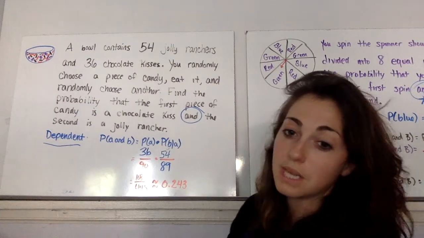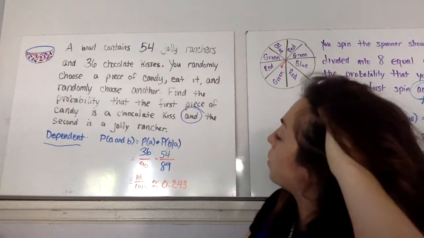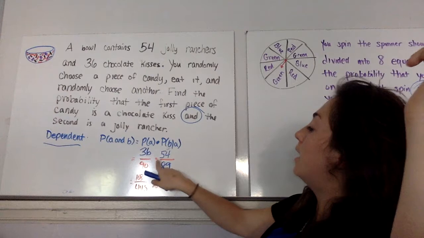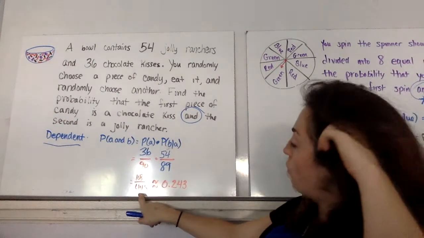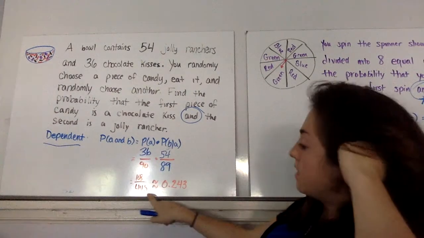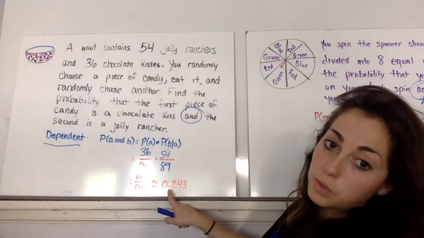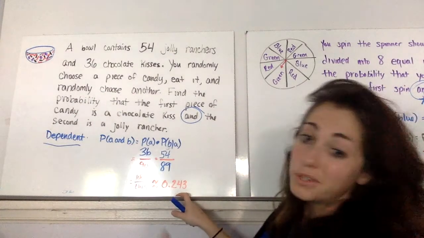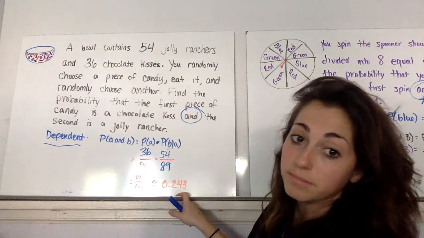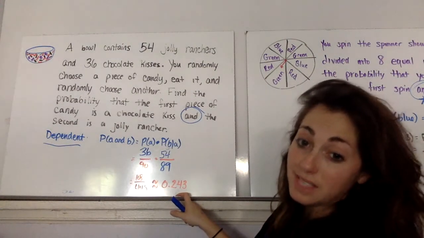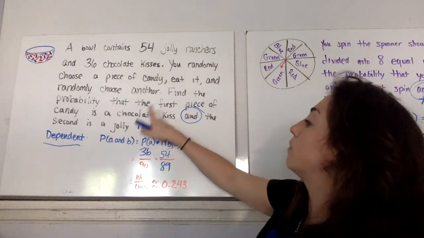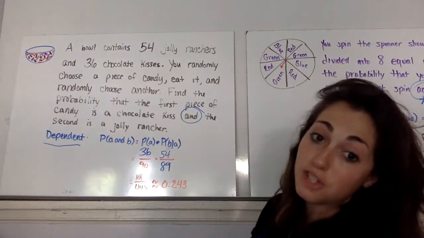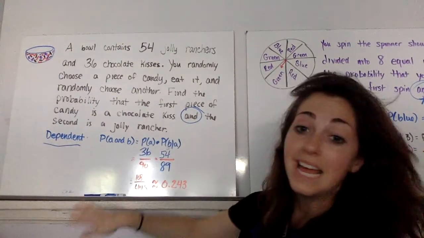We're going to need to do more examples of these for you to really get it, but we're starting here. Then I multiply, and I get 108 over 445, which is approximately equal to 0.243, so like 24%. That's pretty likely. That's like 1 out of 4 likely that your first piece is a chocolate kiss and your second piece is a Jolly Rancher. It's pretty good. And that's that.